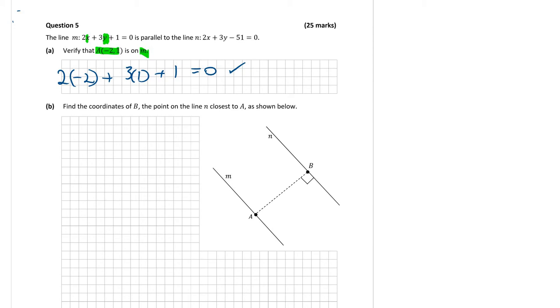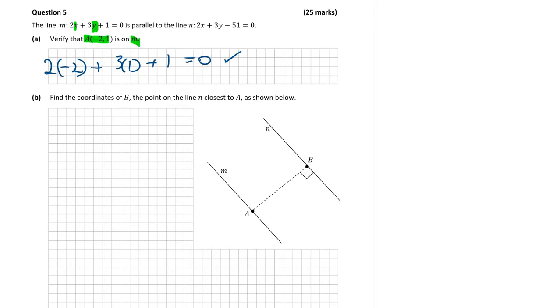Find the coordinates of B, which is the point on the line N closest to A. So here we're basically looking for that point which is on the line N, but it's also on the line that is perpendicular to N, which is the line AB. So if I know the equation of N, which I do from the first question, and I find the equation of AB, then the point B will be the point of intersection between N and AB. So I can just use simultaneous equations.